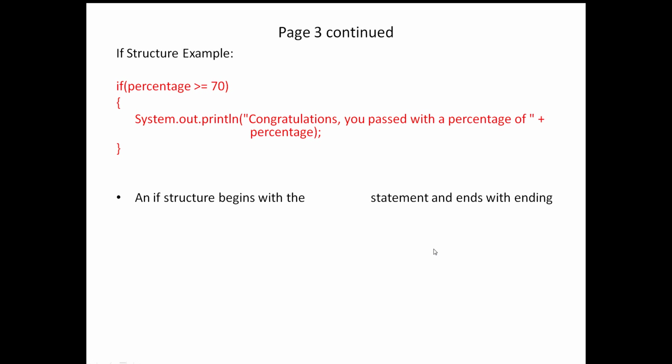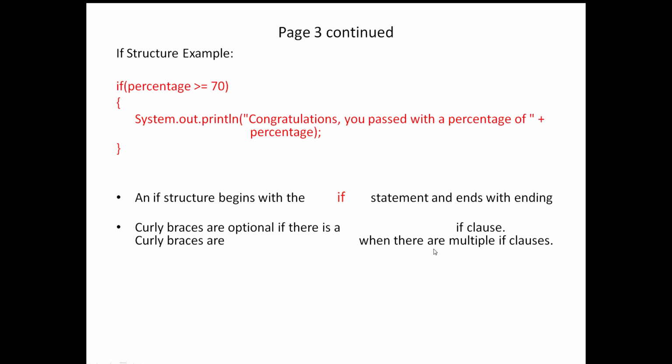The next thing is an if structure begins with the if statement, which you already said, and ends with the ending curly brace. And then curly braces are optional if there's only one if clause, and that's something I haven't mentioned yet. So if there is only one if clause like this, we actually could do away with these curly braces. They wouldn't have to be there.